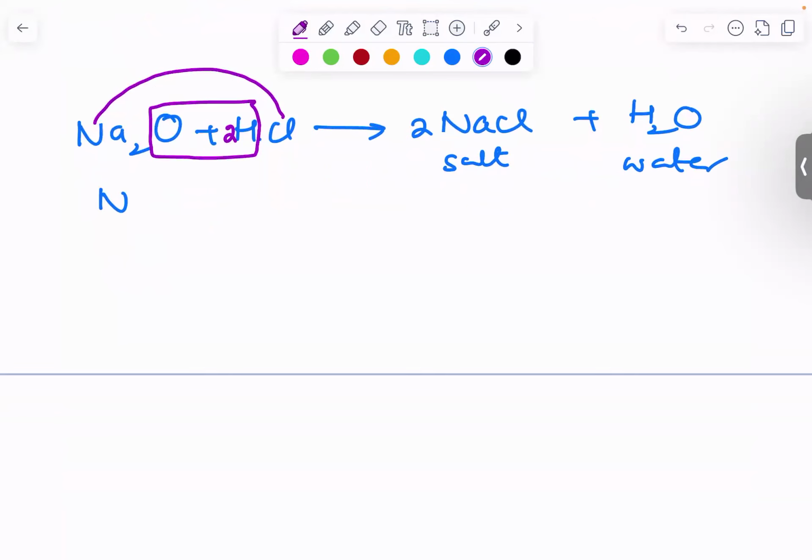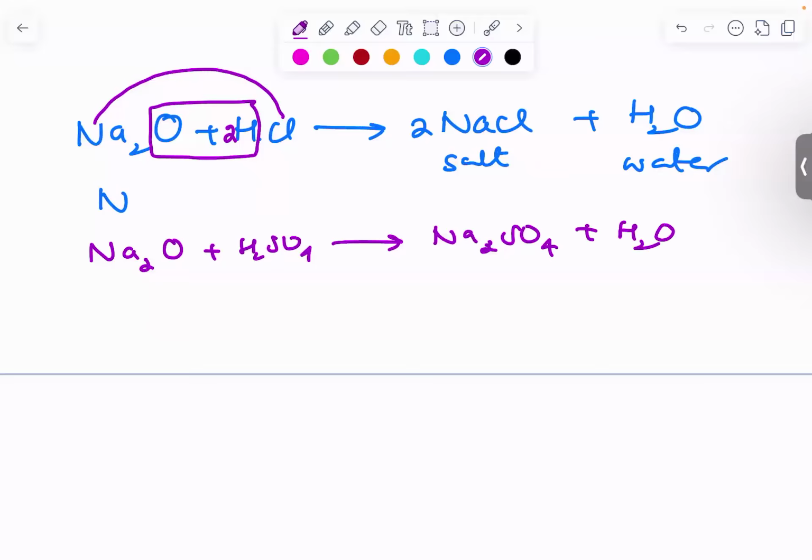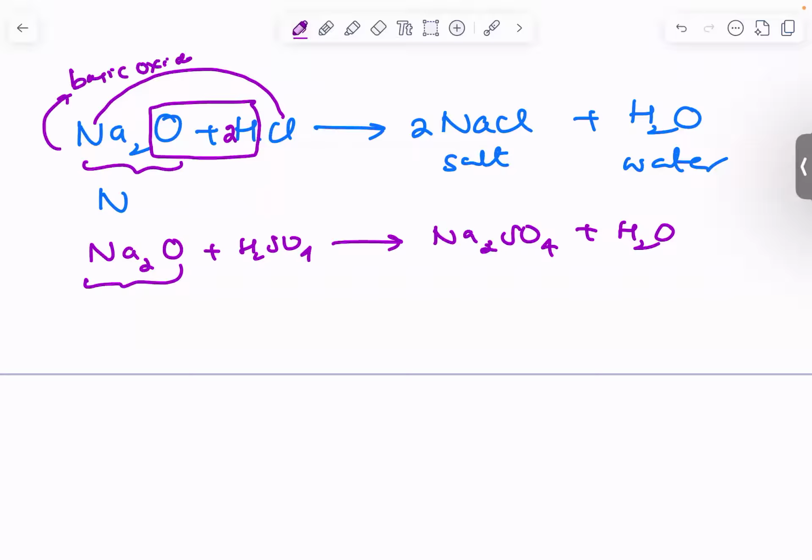And even you can react, for example, I'll give you another example, Na2O plus H2SO4, that is Na2SO4 plus H2O. This is already balanced. There is no need to balance it. So basic oxide, when reacting with acid like this, they react because they are basic oxides. I'm repeating, they are basic. Right?